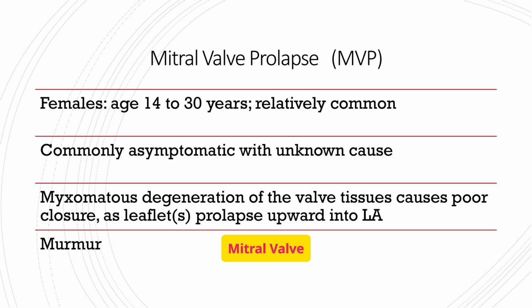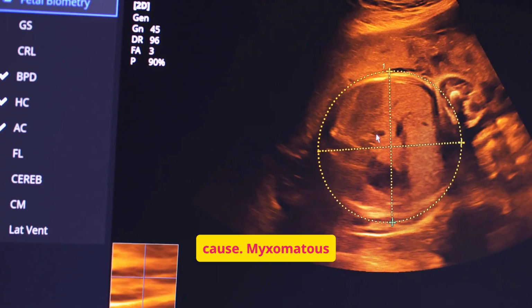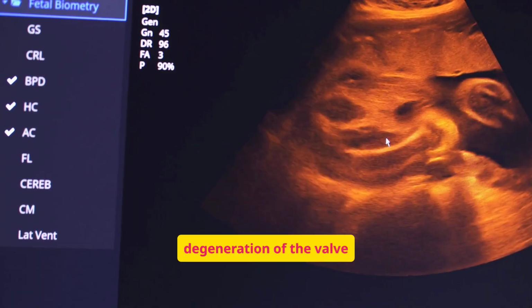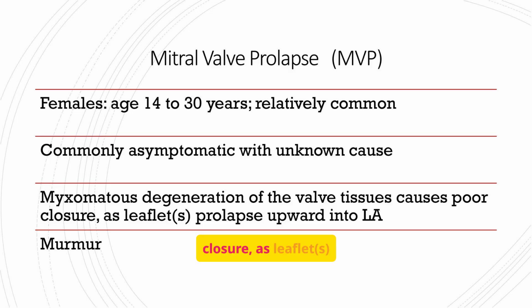Mitral valve prolapse, MVP, is relatively common in females aged 14 to 30 years. It's often asymptomatic with an unknown cause. Myxomatous degeneration of the valve tissues causes poor closure as leaflets prolapse upward into the left atrium. A murmur is often present.